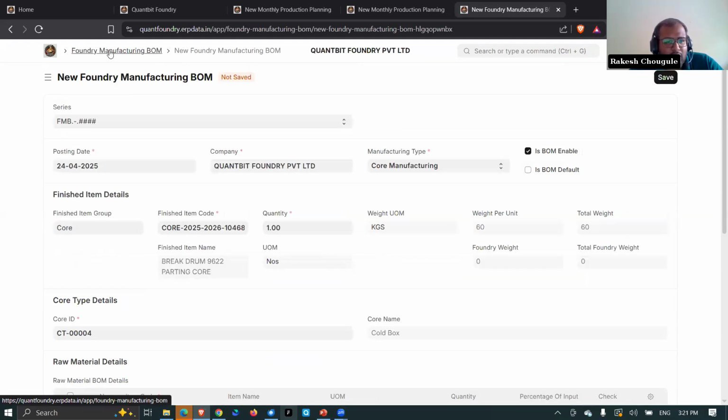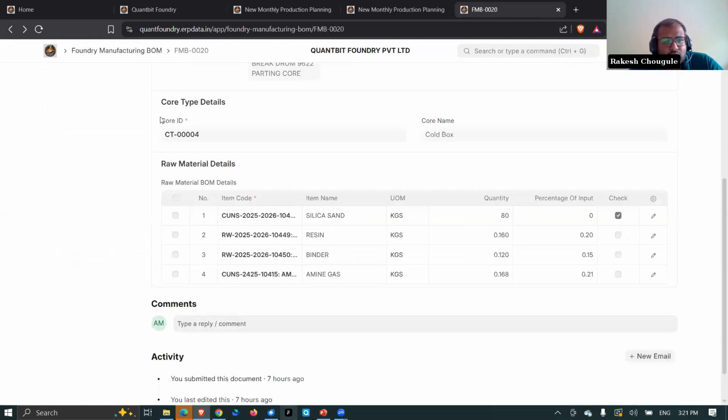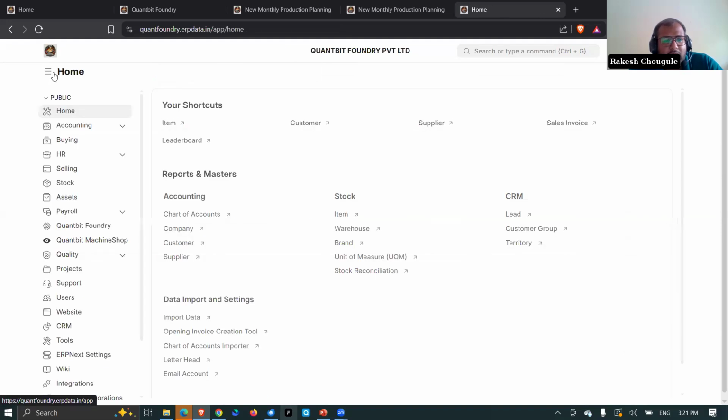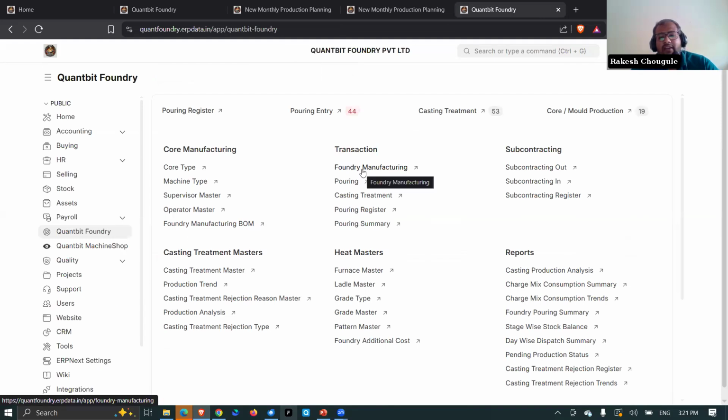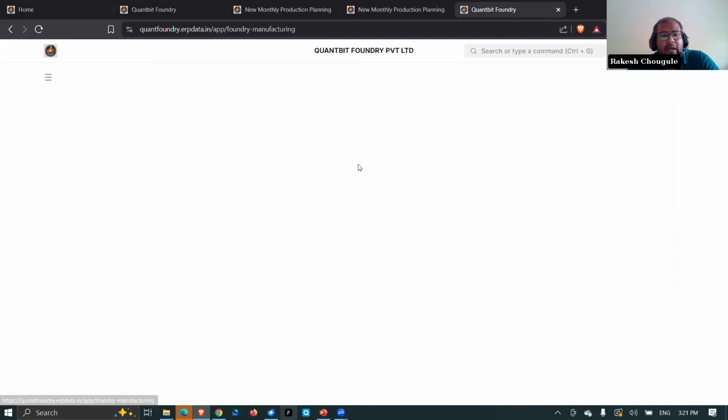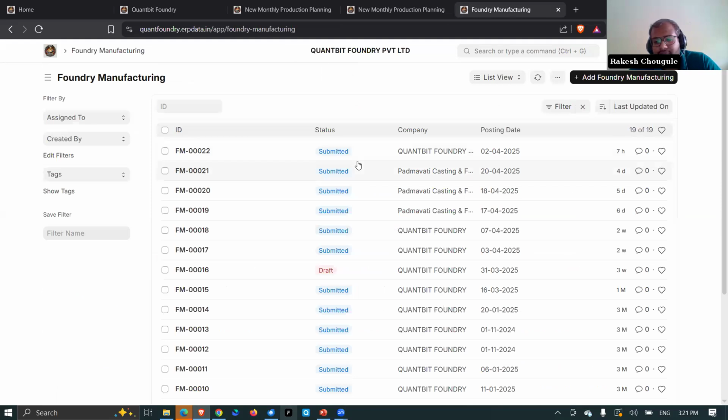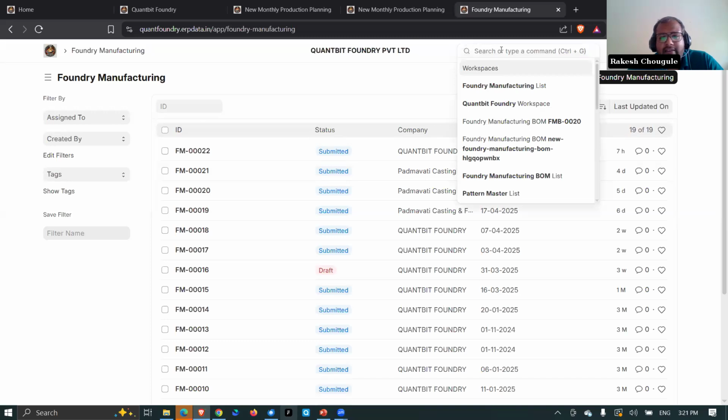After configuring the bill of material, I will show you the entry of foundry manufacturing. So now I am showing you data entry of the system. First, we manufacture the core, because if my casting requires a core during production, then we have to make the core production first. First of all, I will show you one concept.